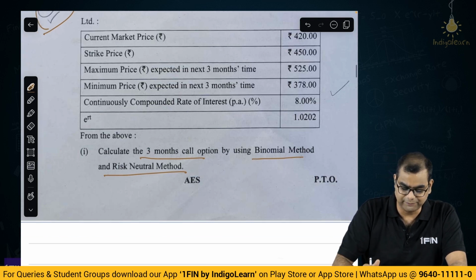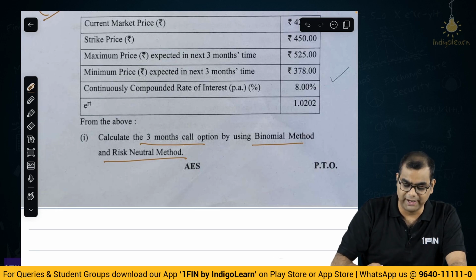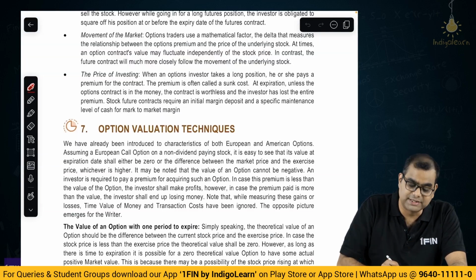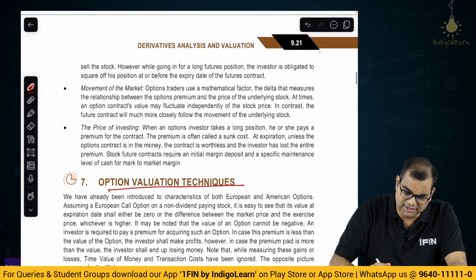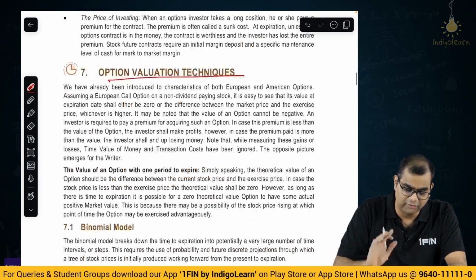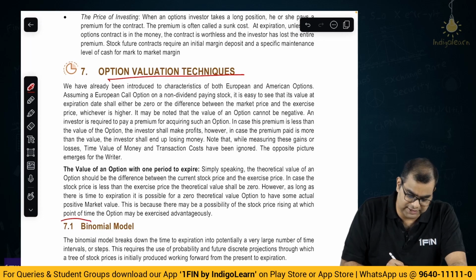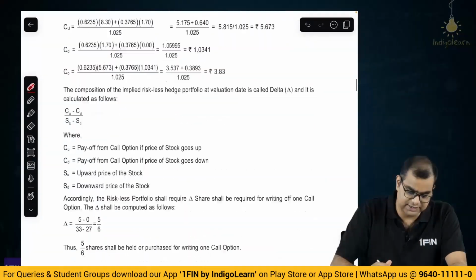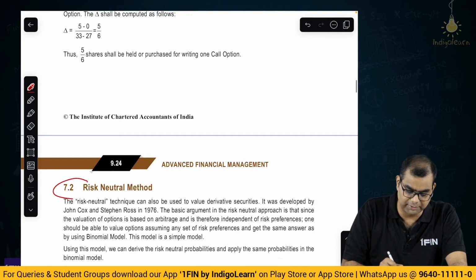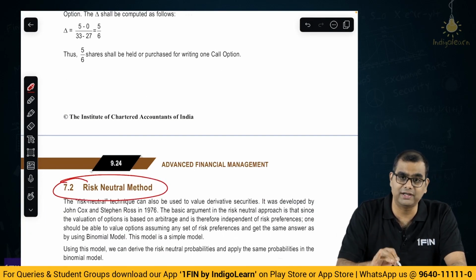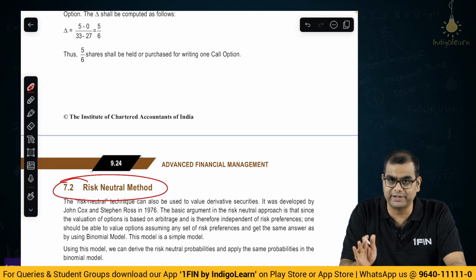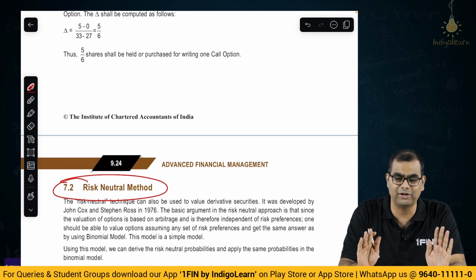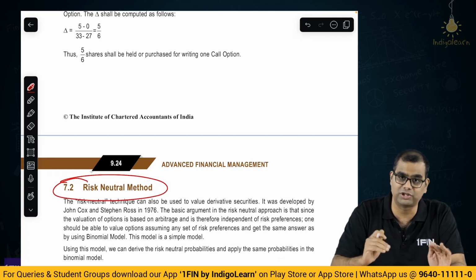Okay, so first up, how do you think this has to be solved? Binomial and risk neutral. So, if you look at the ICAI material, you can see something called option valuation techniques. This is, I think, on page 9.21. What have they clearly said? First, there is something called a binomial model, 7.1. Then they have said something called the risk neutral method. Now, I am not getting into whether ICAI is right or not, that will be an independent discussion. They have clearly specified that there are two methods, binomial and risk neutral, and they have computed something also.